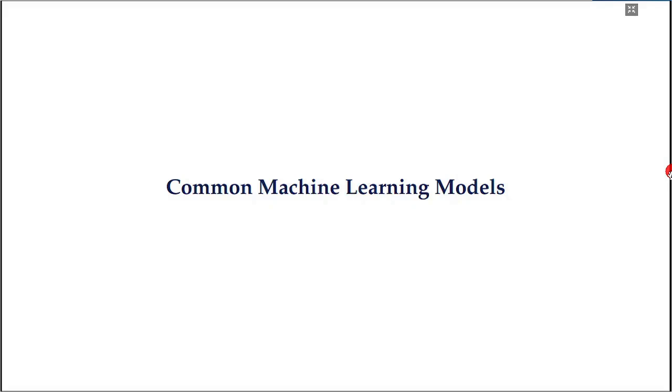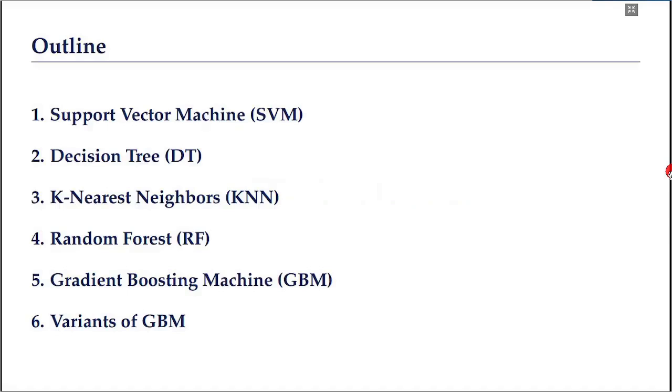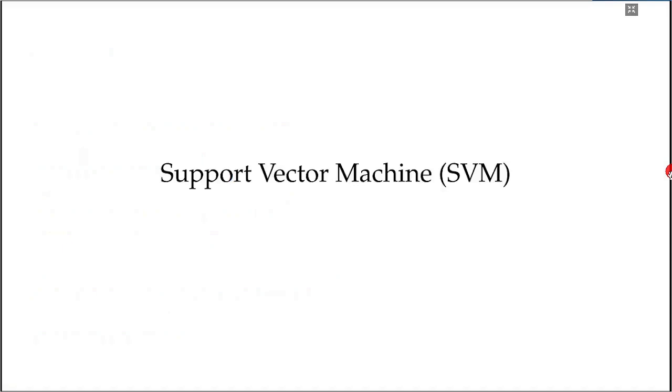Hello everyone, in this video we are going to look at the basic ideas behind the common machine learning models that are used for both regression and classification problems. Specifically, we look at a support vector machine, a decision tree, a k-nearest neighbor, a random forest, a gradient boosting machine, and also its variants. So let's start with the support vector machine.